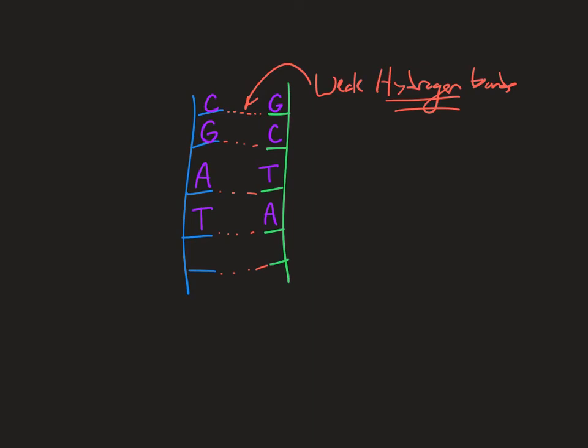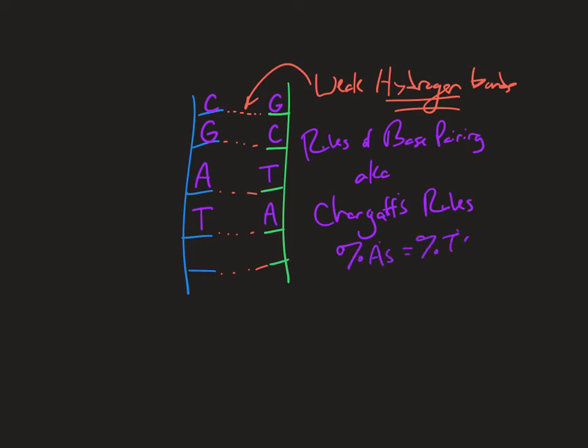Now, we call this the rules of base pairing, or AKA Chargaff's rules. And Erwin Chargaff was another American, although he doesn't really sound like it, who had discovered that when you looked at a DNA strand, you would always find that the percentage of A's was equal to the percentage of T's, and the percentage of C's was equal to the percentage of G's. Now, when Chargaff figured this out a little bit before Watson and Crick, he published this idea, but he didn't know exactly what it meant, right? He just found that, hey, look at this. There's always the same amount of A's and T's, and there's always the same amount of G's and C's.